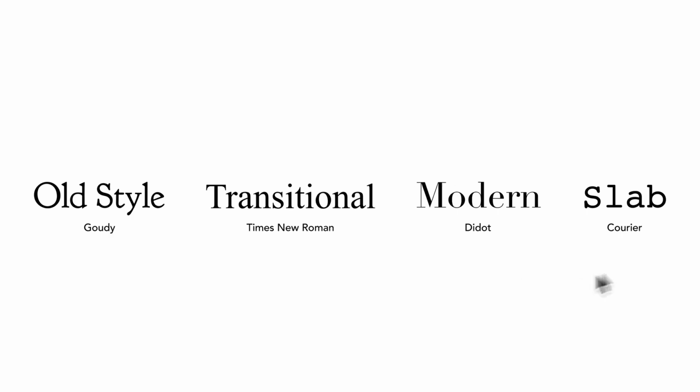And lastly, we have slab serif. Now, slab serifs have little to no contrast between thick and thin lines. You also notice that at the end, their serifs are much more rectangular or boxy. Typefaces in this category include Archer. We're using Courier over here. And that's going to be it for serif typefaces.